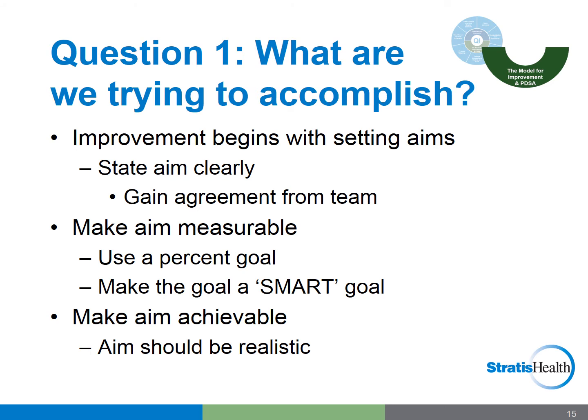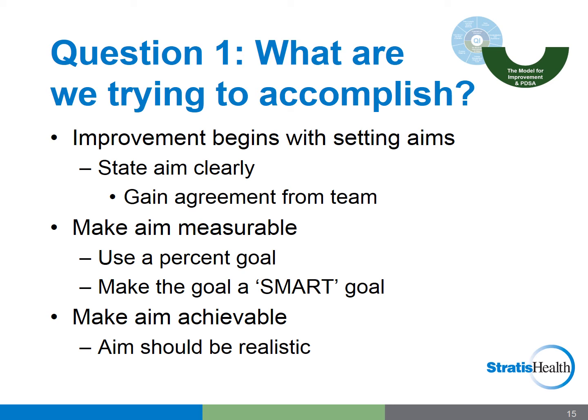Question 1 is to ask what the team is trying to accomplish. Improvement begins with setting aims. State the aim clearly and gain agreement from the team. Make the aim measurable. Use a percentage goal. And next we'll define how to set a SMART goal. Make your aim achievable. Your aim should be realistic, and it can be expanded through subsequent PDSA cycles as you scale up the change.